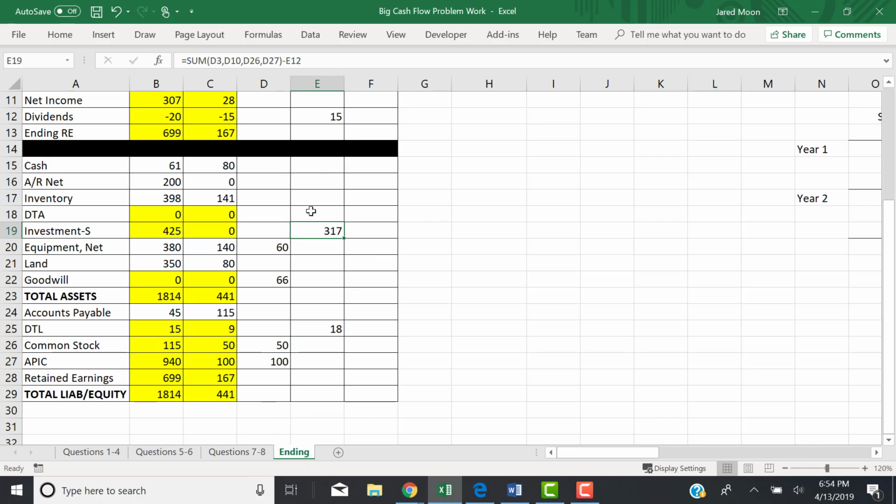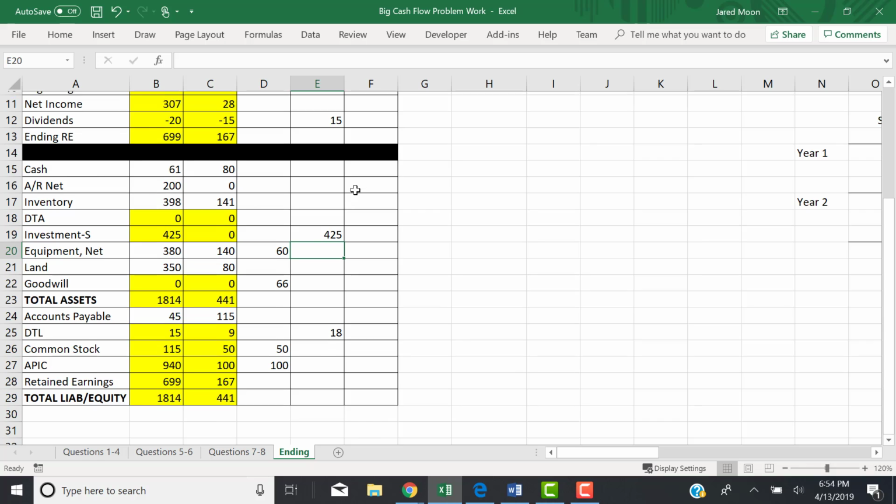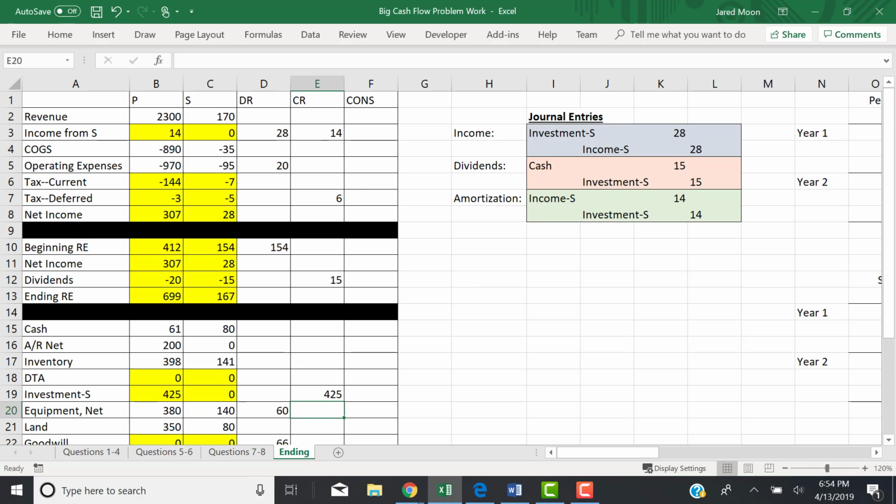So let's now touch the differential amount here. We want to add the sum of this, and we want to subtract the 18 here, and that gives us 425, which zeroes it out completely. And now I'm going to go in and type in all the consolidated stuff.